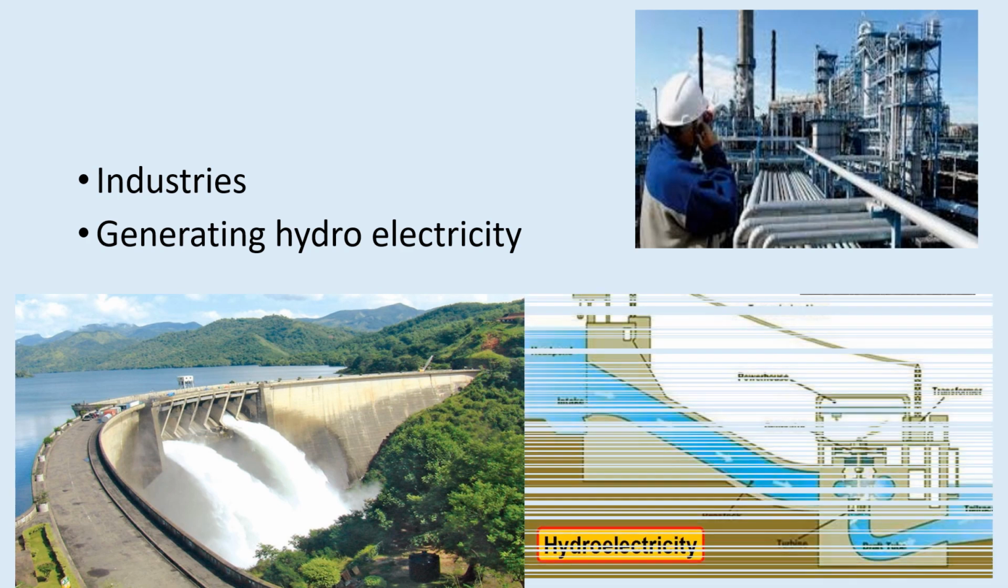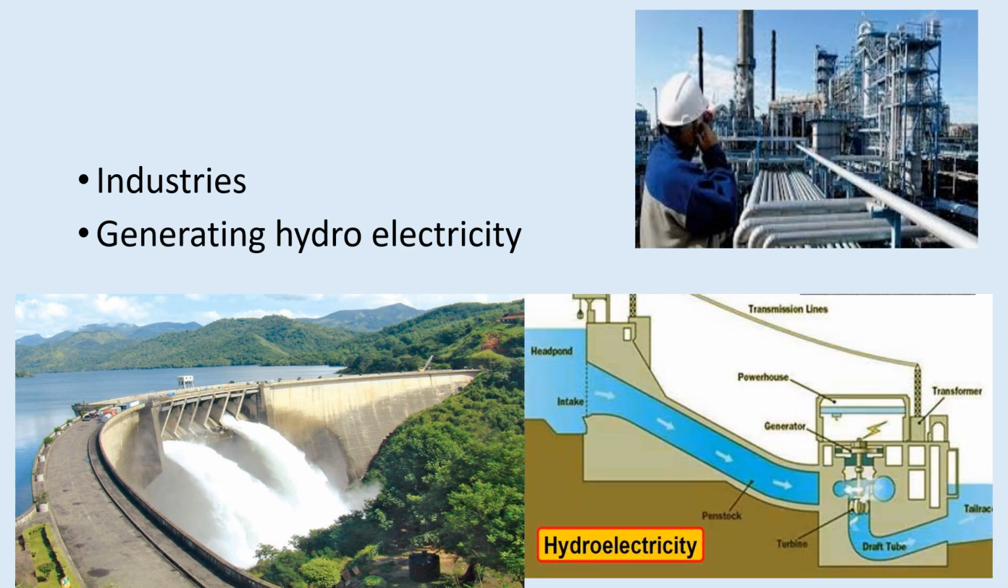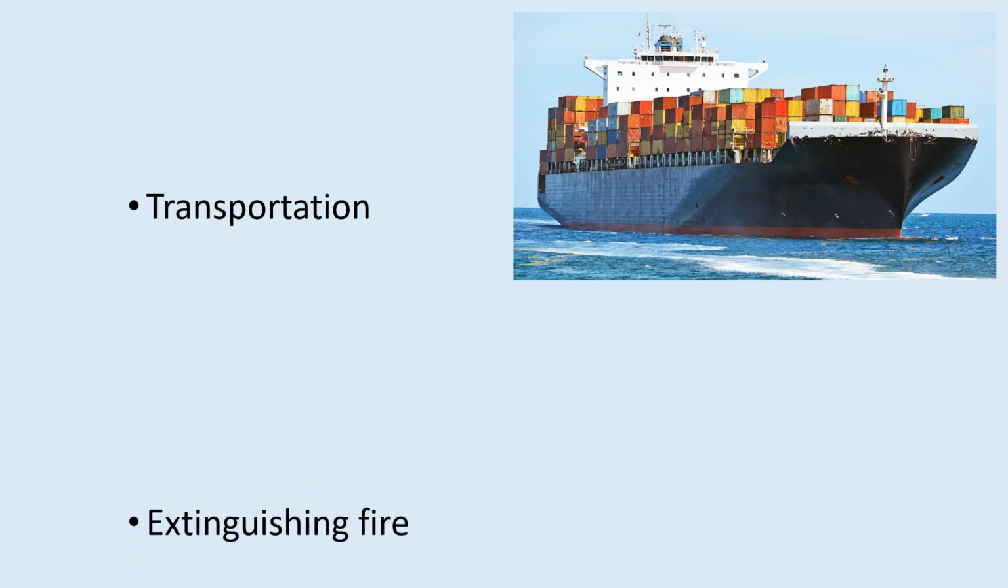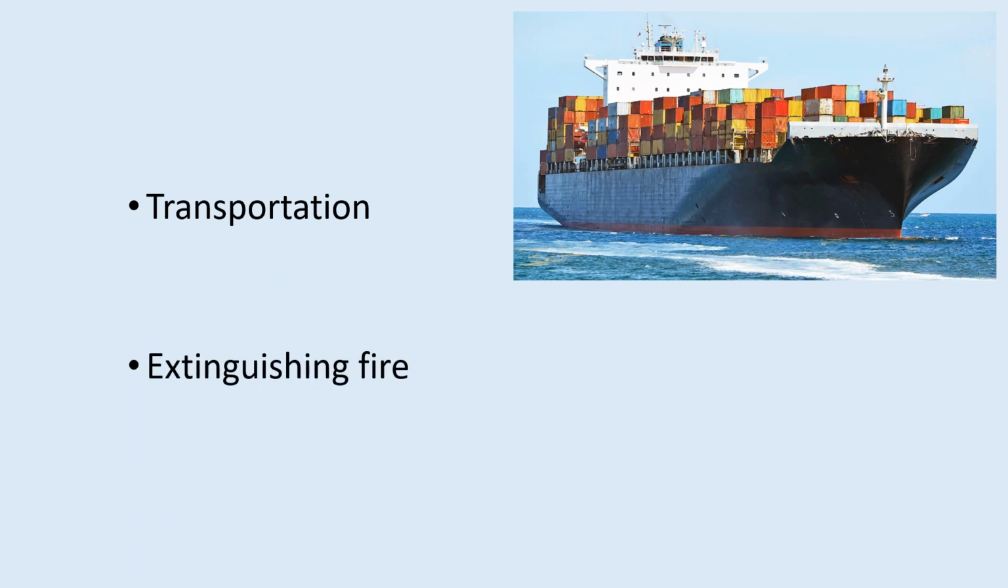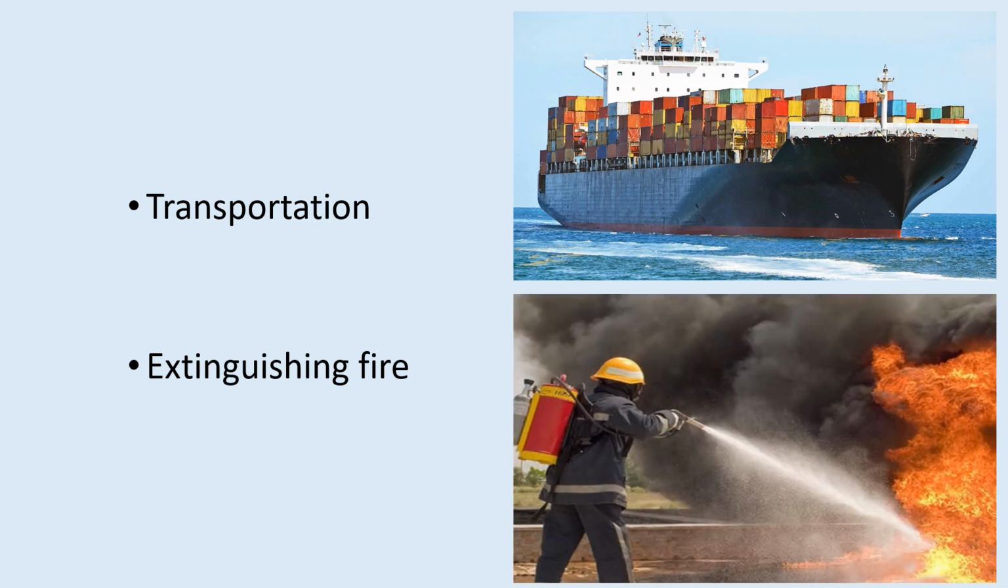Water is carried through tunnels to power stations below them to rotate turbines. Electricity is generated through this process. Water is used as a mode of transportation. When there is a fire, water is used to extinguish fire.